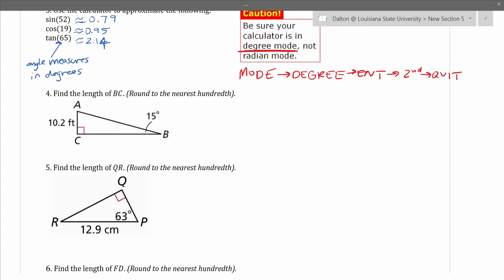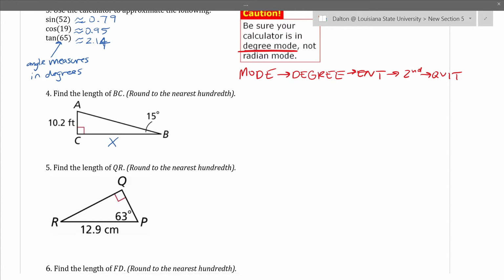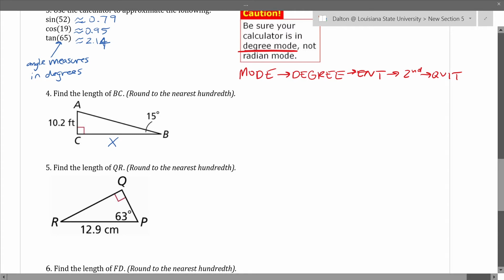If I give you this triangle here, the directions say find the length of BC. So the first thing I want to do is locate side BC, which is the bottom side. I notice there's no variable, so I'm going to put an X there since that's what I'm trying to find. So we know a few things. We're looking for side X. We know this side AC is 10.2, and we have a 15-degree angle and a 90-degree angle.